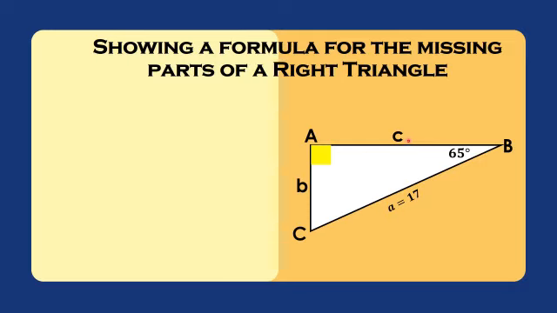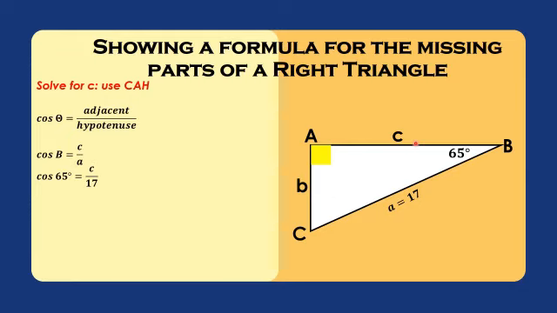If we will solve for side C, then we need to use CAH, or cosine theta is equal to adjacent side over the hypotenuse. Our given angle is angle B. So we have cosine B is equal to C over A. Let's substitute the values. Cosine 65 degrees is equal to C over 17. By cross multiplication, C is equal to 17 cosine 65 degrees, or 17 times cosine 65 degrees, in order to find the measure of side C.